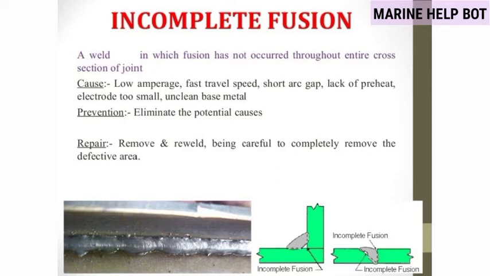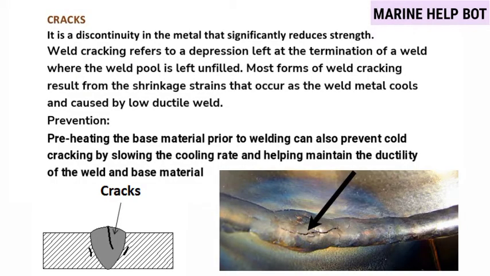So that's why I will go a little bit fast. Now moving towards our fourth defect, cracks. It is a discontinuity in the metal that significantly reduces strength. Weld cracking refers to a depression left at the termination of a weld where the weld pool is left unfilled.